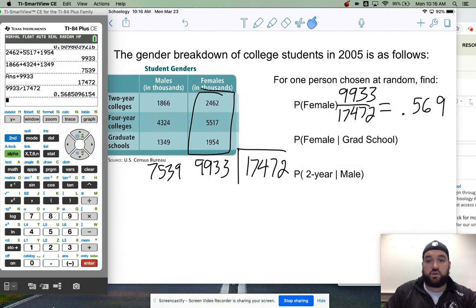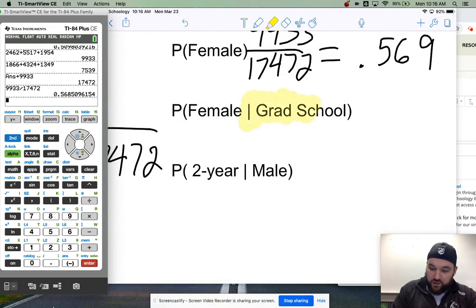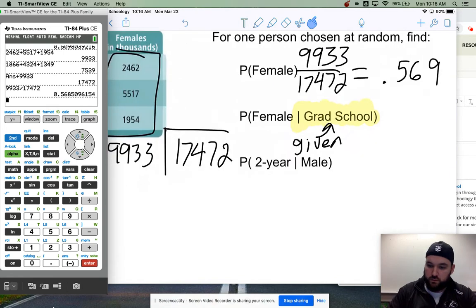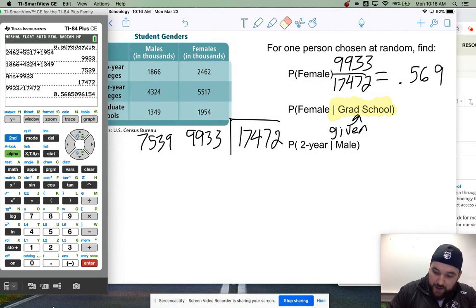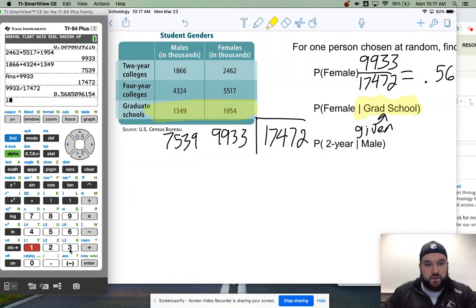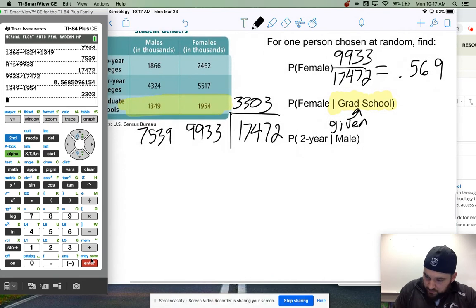Okay. Now the next question is saying, what's the probability that you choose a female given they are in grad school? Okay. So again, that vertical line means I'm not picking from everyone. I am picking only from the people that fit this condition, that they are in grad school. Which means I'm not even going to use the 17472 anymore. I am only looking at this set of individuals, because those are the people that are in grad school. So the total is 3303.